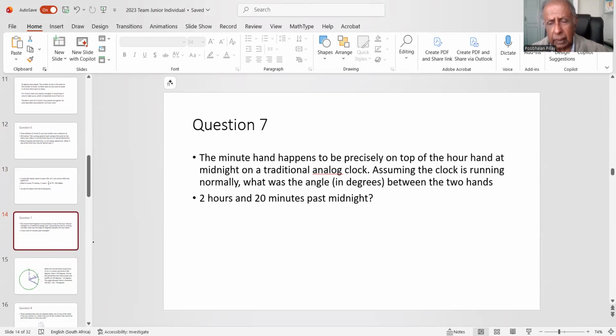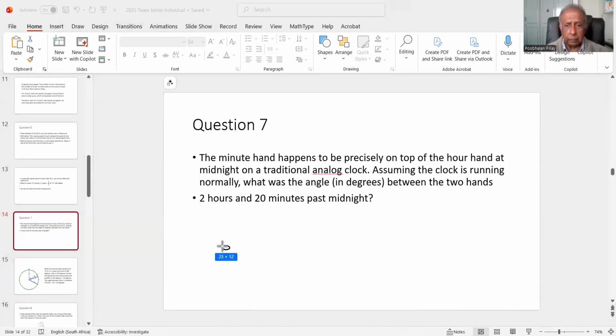Question 7. The minute hand happens to be precisely on top of the hour hand at midnight on a traditional analog clock. Okay, so this problem is about clocks. So at midnight, the minute hand and the hour hand are at the same place. Okay, that we know. So what do they say? Assuming the clock is running normally, what was the angle in degrees between the two hands 2 hours and 20 minutes past midnight?